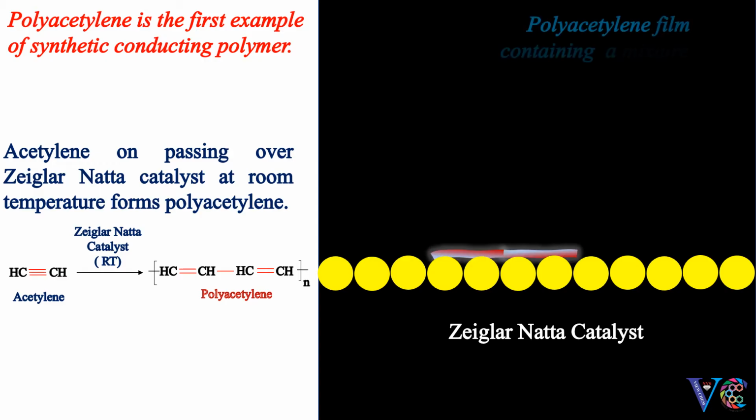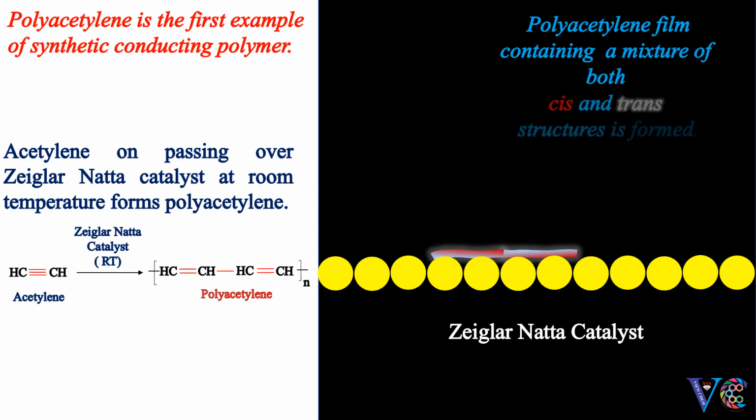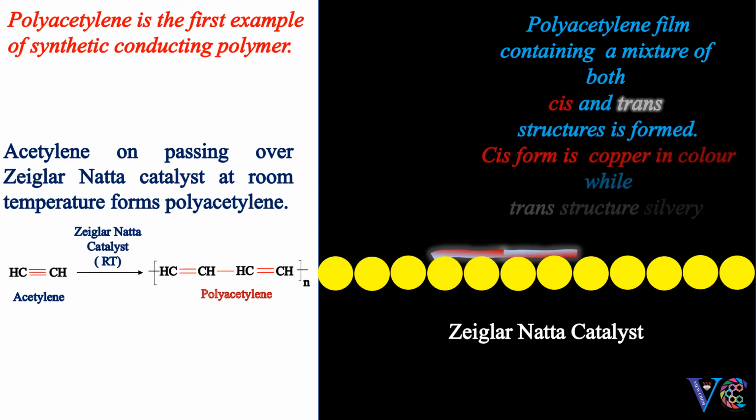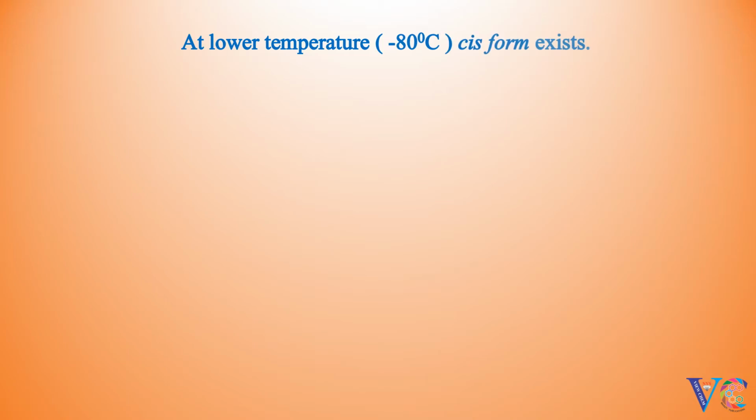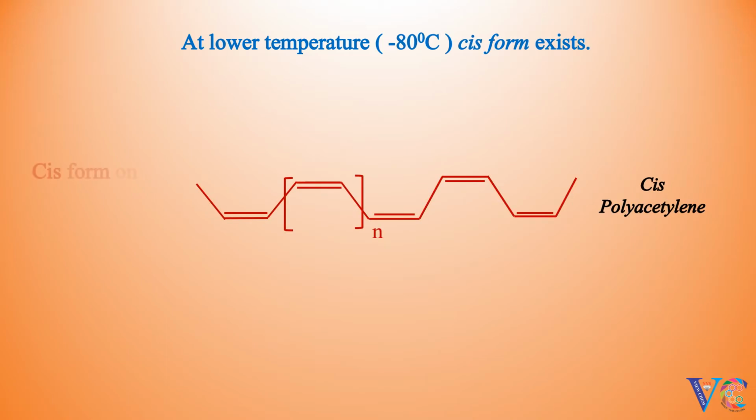Polyacetylene film, containing a mixture of both cis and trans structures, is formed. The cis form is copper in color, while the trans structure is silvery. At lower temperature, that is, around -80 degrees centigrade, the cis form exists. The cis form, on heating above 150 degrees centigrade, converts to the trans structure.